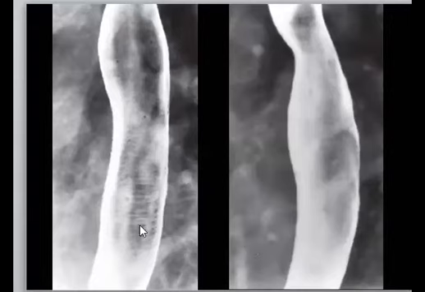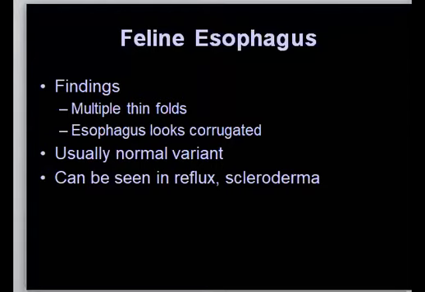Okay, so this is what is called feline esophagus, and you can see that it is like a barium case with these transverse folds. Yes, multiple thin folds. This is a normal variant. Can come to you as a short case.